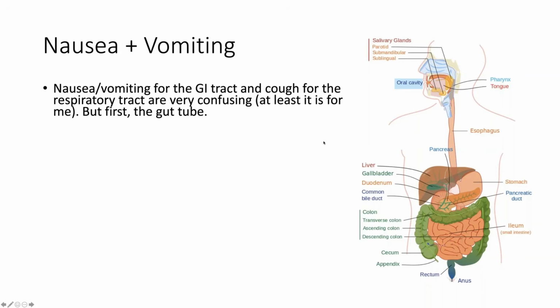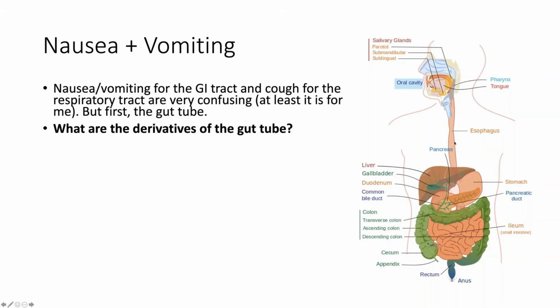Before we do that, we're going to talk about the gut tube. Zach, what are the derivatives of the gut tube? Yeah, the derivatives of the gut tube come from endoderm. So you're going to have your pancreas, liver, appendix, and stomach. What else? And then your intestines, so small intestine, large intestine.